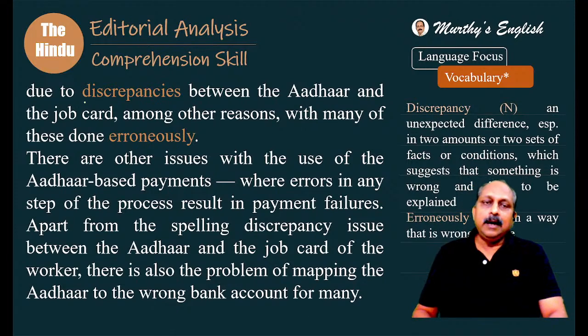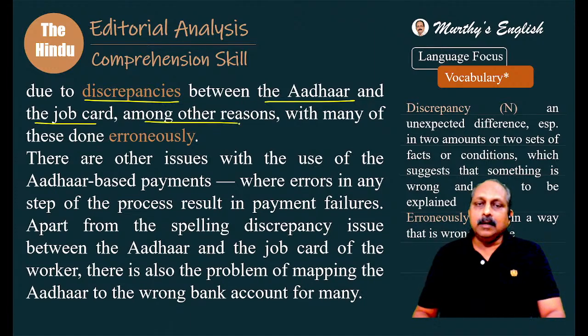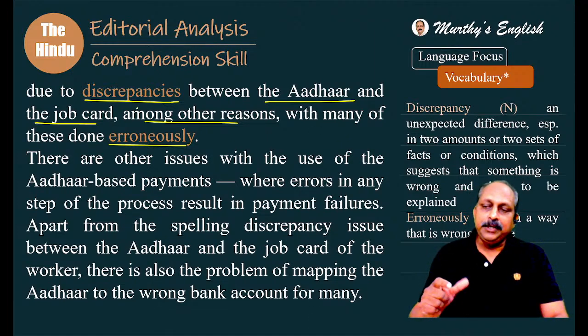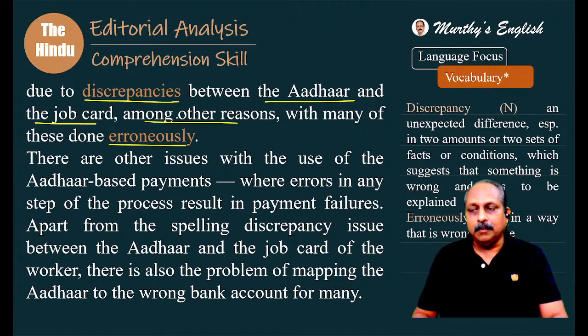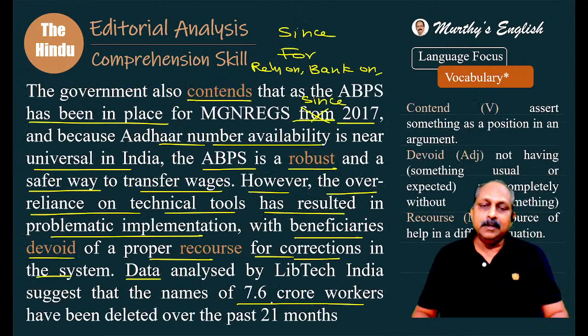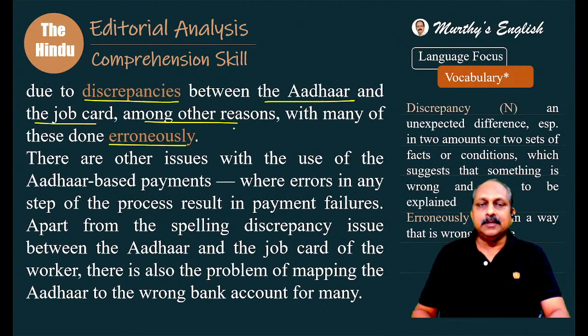Past 21 months, due to discrepancies between the Aadhaar and the job card, among other reasons, with many of these done erroneously. Two important words. One is discrepancy, difference between two things when it comes to facts or data. Erroneously means what? In a way that is wrong or false, by mistake. There is a difference, discrepancies between what are the two things over here, Aadhaar and job card. Because of that, how many people got affected? 7.6 crore workers, their names have been deleted because of the discrepancies.